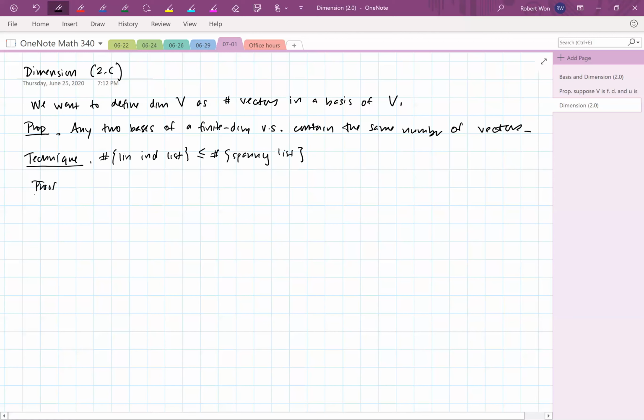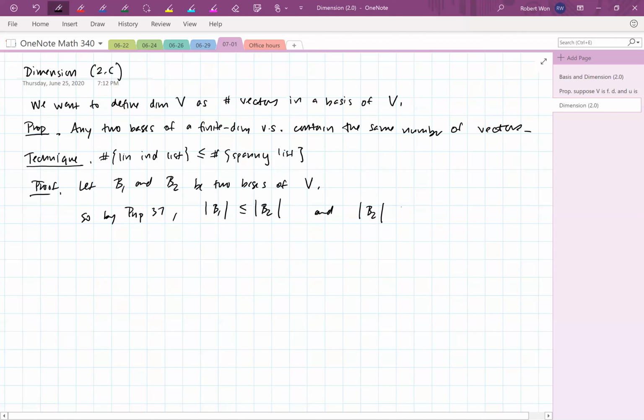So here's the proof. Let B1 and B2 be two bases of V. Well, B1 is linearly independent because it's a basis. B2 spans V because it's a basis. So by proposition 37, because that's what it's called in the notes, the size of B1 is less than or equal to the size of B2 because B1 is linearly independent and B2 spans, right? But also, B2 is linearly independent and B1 spans, which means that they have the same size, right? Actually, really clean, simple proof.